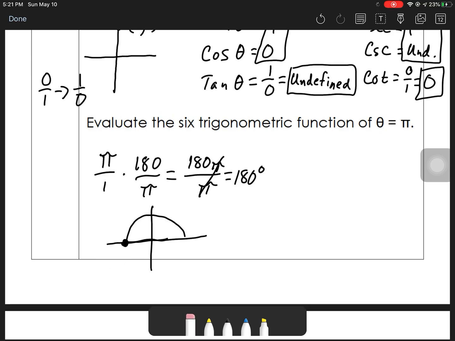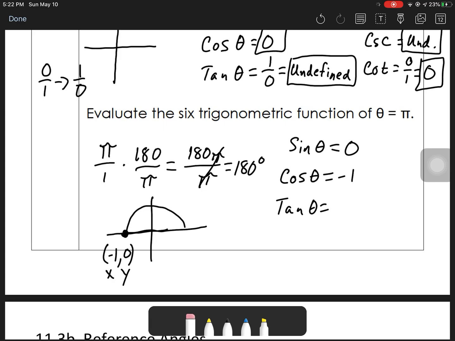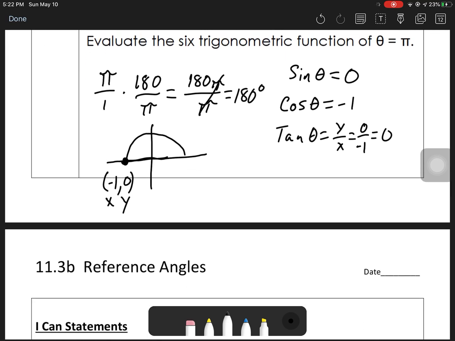So not 0, negative 1. Negative 1, 0. All right. So negative 1, 0 is what we want here. So we need to find sine, cosine, tangent. So the sine for this problem, sine is equal to y, so it's 0. Cosine is equal to x, which our coordinate is negative 1, and then y over x is equal to 0 over negative 1, which equals 0.